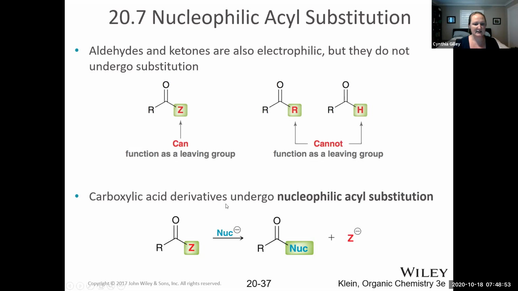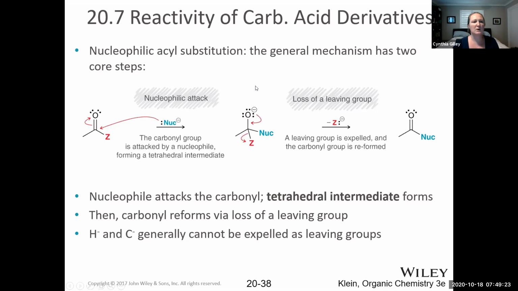So carboxylic acid derivatives undergo a type of reaction which we call a nucleophilic acyl substitution. This refers to the reagent that gets added, right? We always name the reaction after the reagent, not the substrate. So it is a nucleophilic acyl substitution because this is considered an acyl group, right? We are substituting whatever heteroatom Z is with a new nucleophile. Let's look at the general mechanism. It has two core steps.